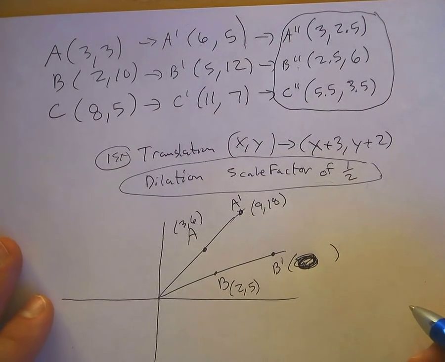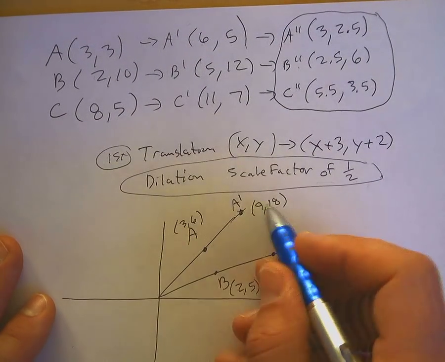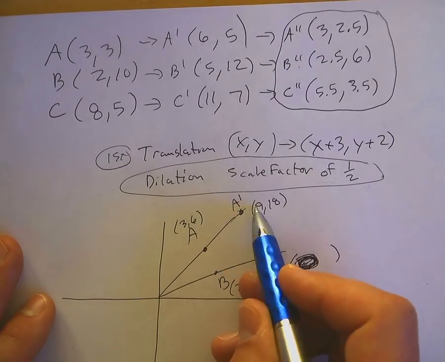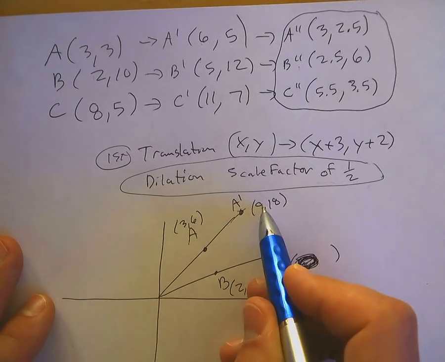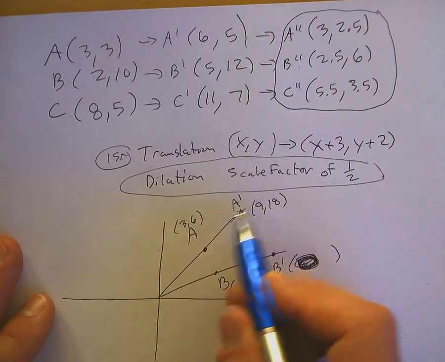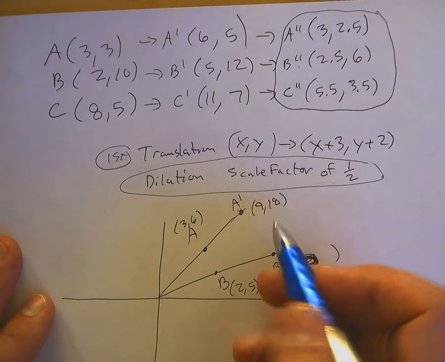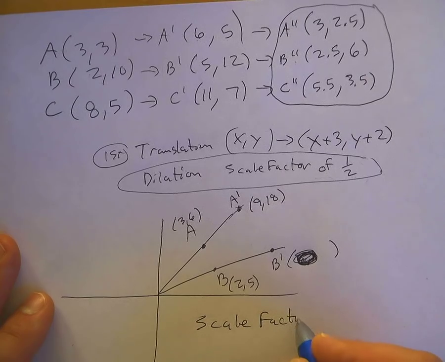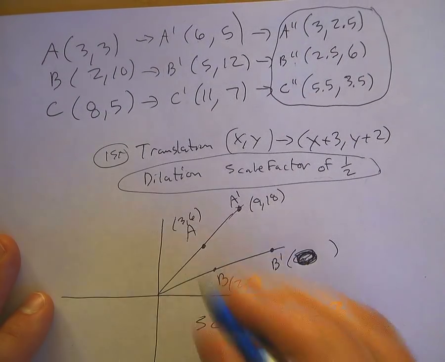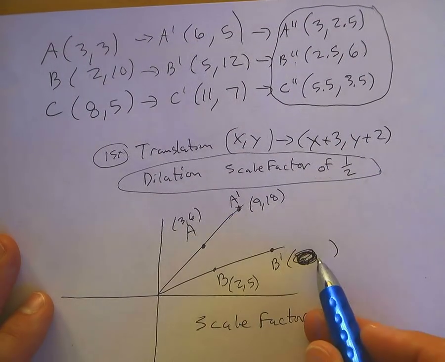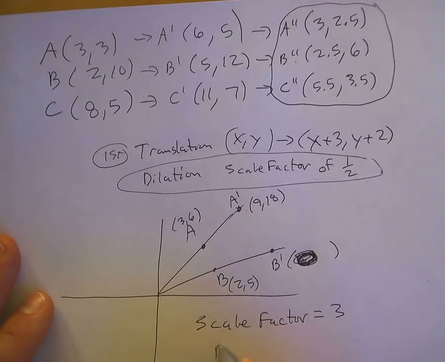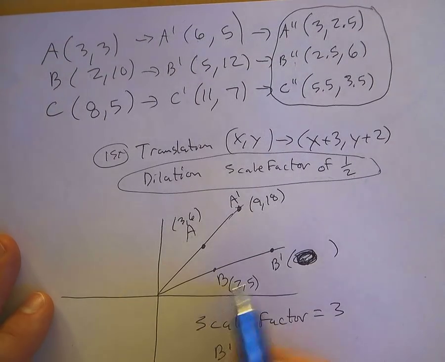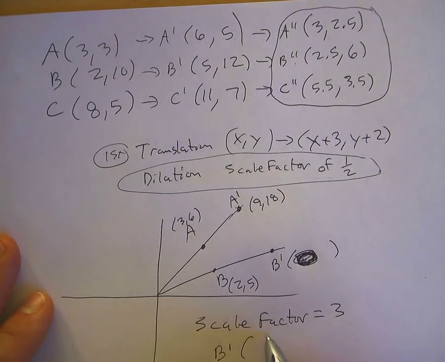First of all, you have to look at scale factors. How much is it changing going from A to A prime? You can see going from 3 to 9 is 3 times 3, and 6 times 3 is 18. So the scale factor is 3 because we're multiplying by 3. Now if we want to get what B prime is, we multiply these by 3 as well. So I take 2 times 3, which is 6, and 5 times 3, which is 15.